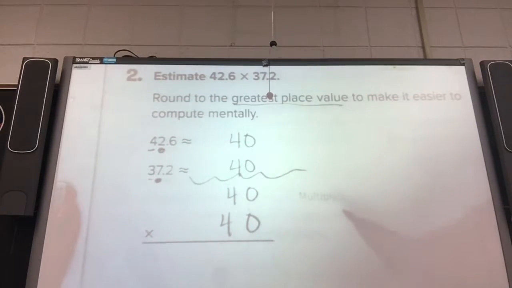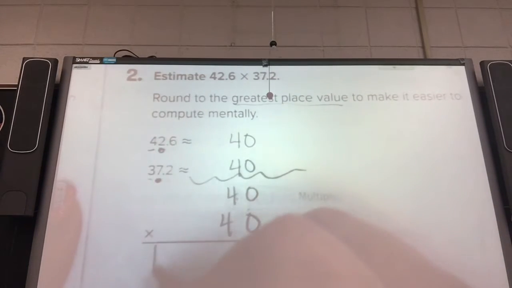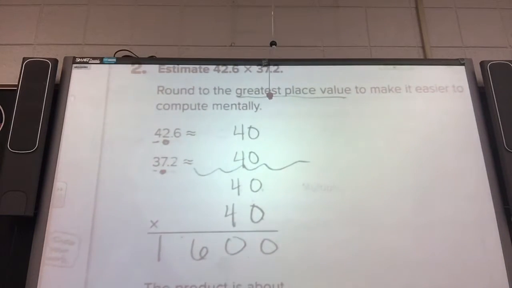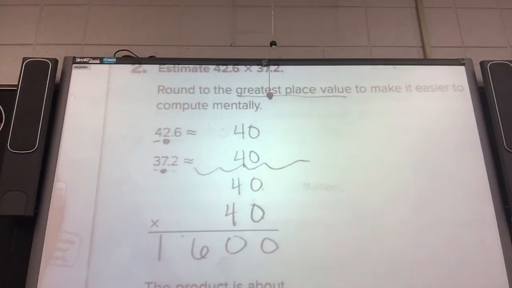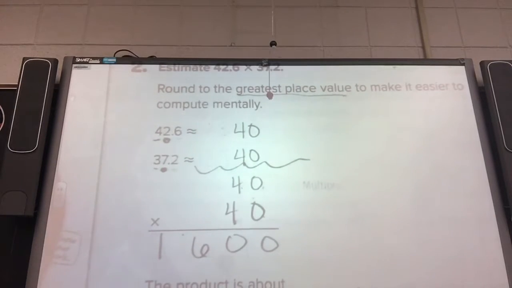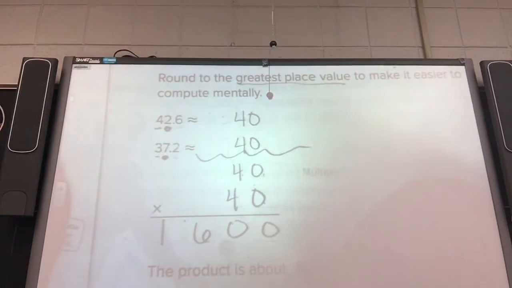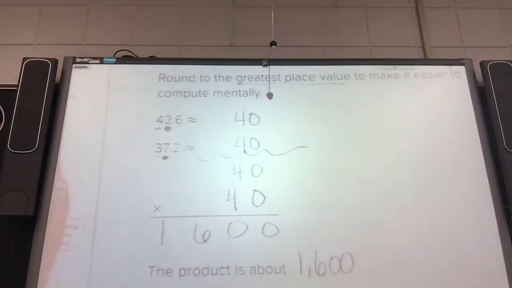And we would get, well, what's 4 times 4? Let's make this easy on ourselves. What's 4 times 4? 16. And we have 2 zeros, just add 2 zeros. So that's a really easy way to do those. If you ever have numbers that have 0s, just multiply the main numbers and add the zeros after it and you'll have your answer. So the product is about 1,600.